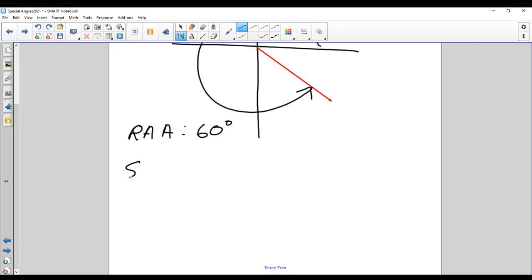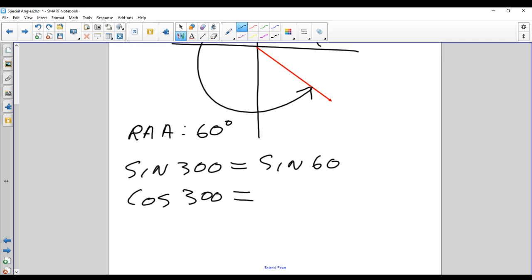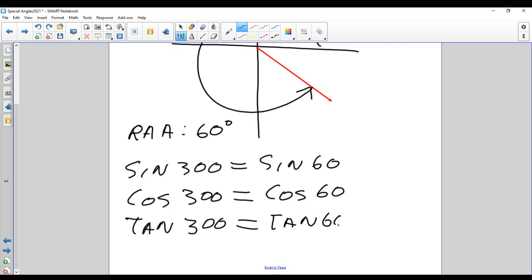The sine of 300 degrees is the same as the sine of 60. We'll talk about negative and positive in a minute. The cosine of 300 degrees is the same as the cosine of 60 degrees. The tangent of 300 degrees is the same as the tangent of 60 degrees. The question now, though, is which ones are we going to make positive and which ones are we going to make negative? Okay? Go for it.